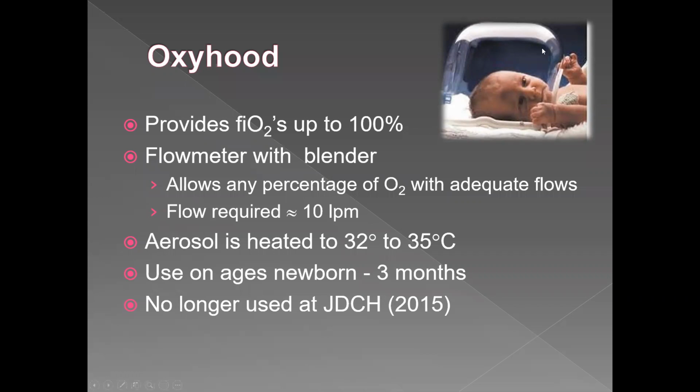With air flowing into the oxyhood, you have to have at least 10 liters per minute flowing in so that you're washing out any CO2 and they don't start rebreathing their CO2. There are different ways of heating the air flowing into the oxyhood. You can use the Fisher and Paykel setup, the heated humidifier. That'll warm up the air to body temperature and then blow it into the hood. You could use a heated aerosol. You want to make sure that it's warm, up to 35 degrees Celsius before it enters the hood.